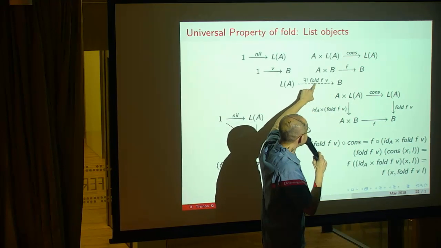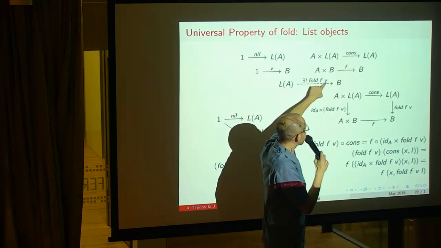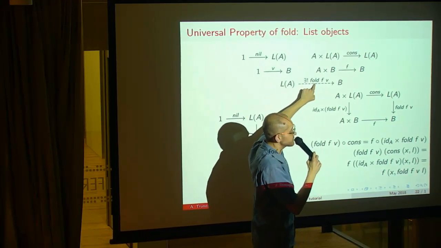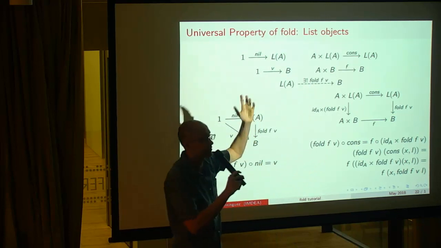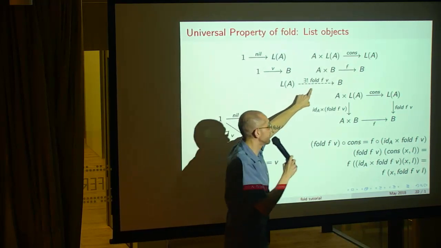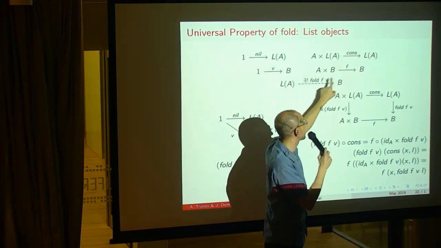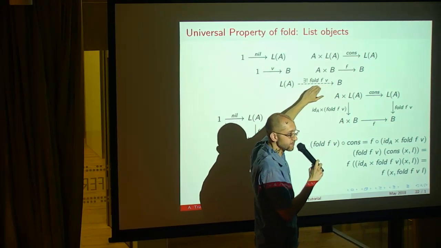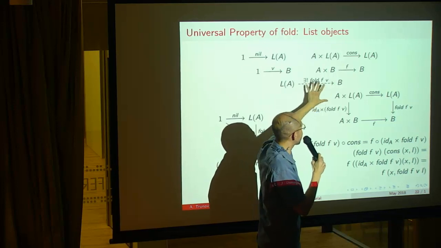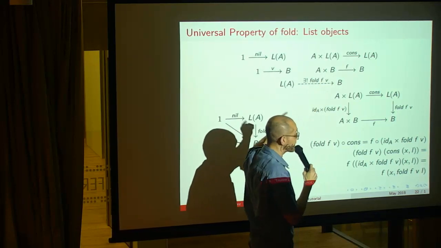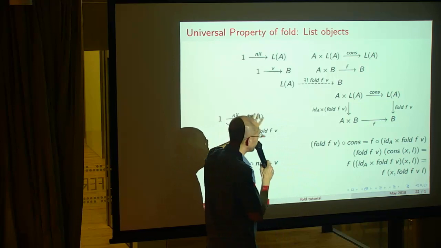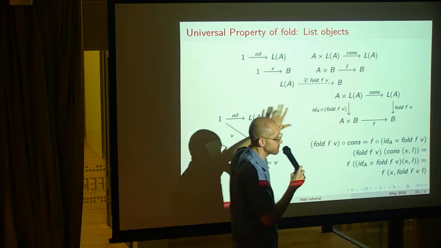This thing is just a name. I am not saying here that I built fold somehow before. It's just a name, parameterized over these two parameters that I am giving here. So there exists some function that I am naming like this, satisfying the following: it makes the following two diagrams commute. What does that mean?